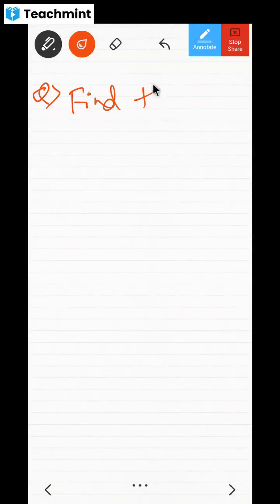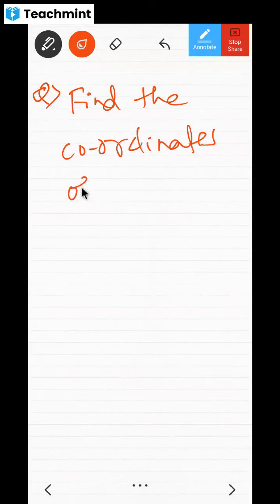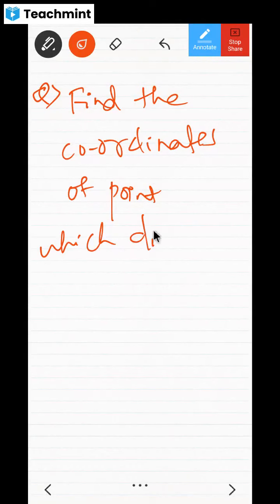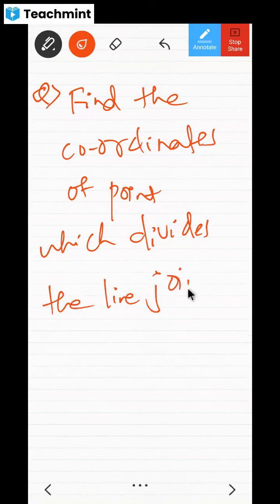Find the coordinates of a point which divides the line joining 2, 3, and is my screen visible?